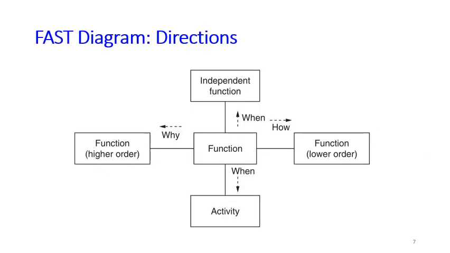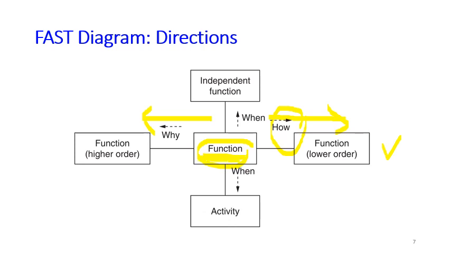So going back to the directions in the FAST diagram, we have talked about when we go from left to right, it's in the direction of how. So how can we do this? The answer is the one on the right. And then when we go from right to left, it's about why.